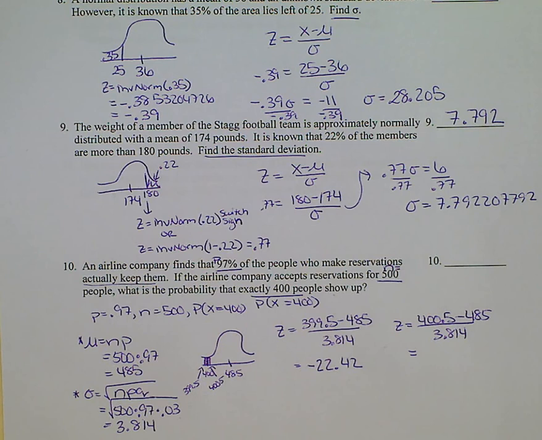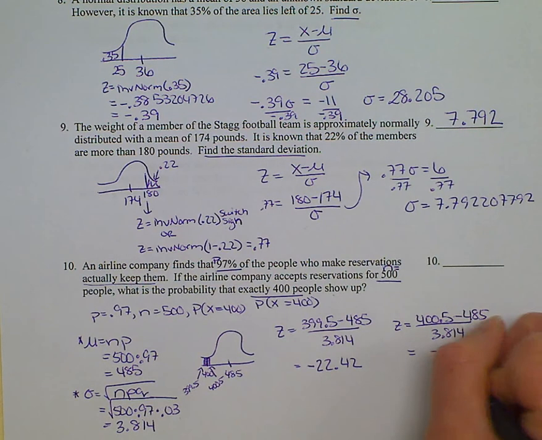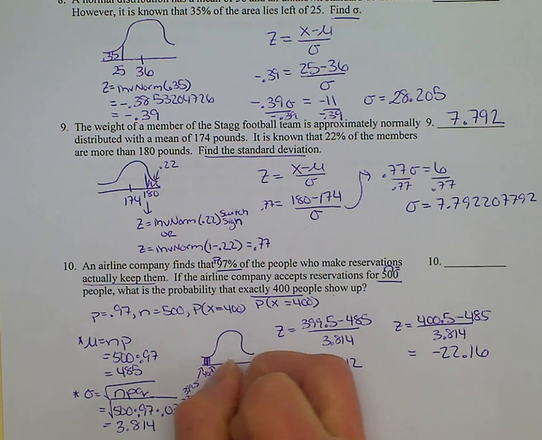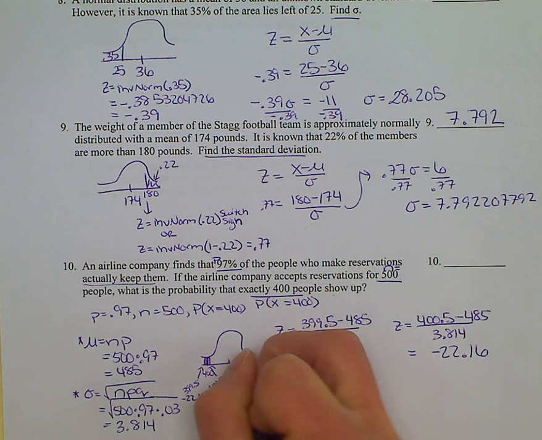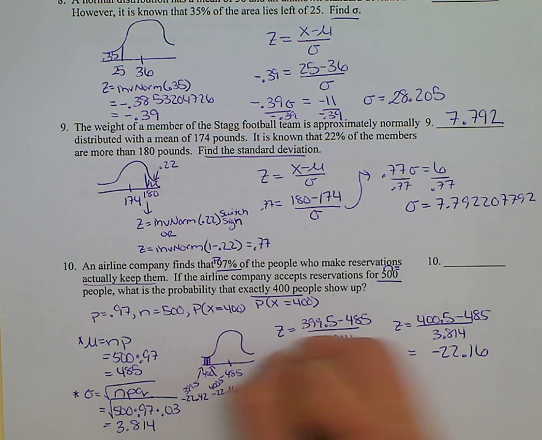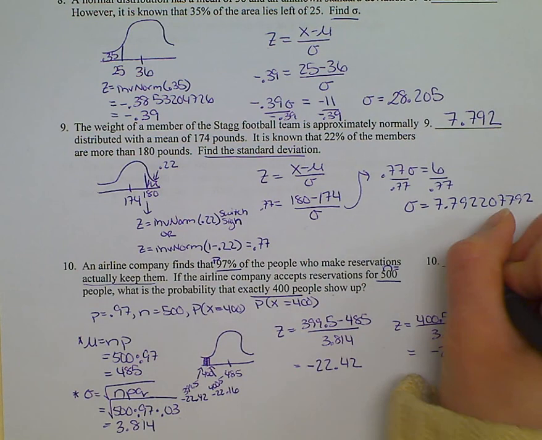For 400.5, we get negative 22.16. So you should recognize that these are very extreme values and it's extremely unlikely for this to happen, so our probability would be 0.